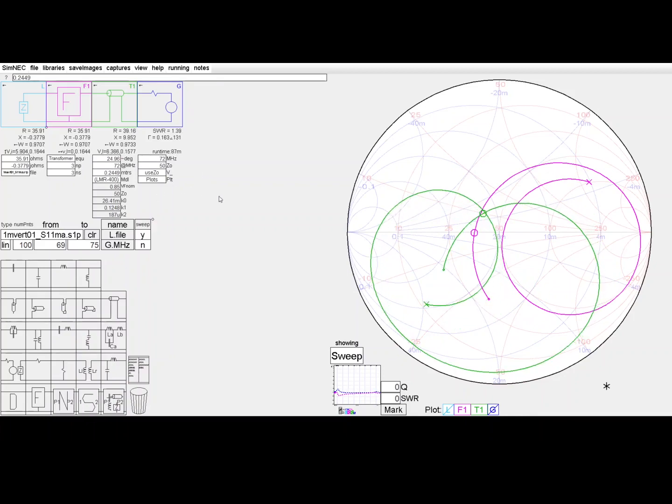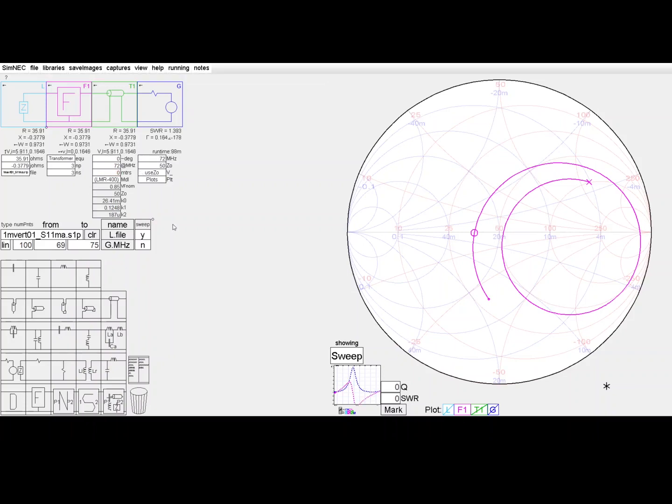Now I'm going to redo that. So that's the output of the transformer. Let's look at the output of the coax. Okay, this is the next section to insert. We're looking at the output of the transformer here, the magenta coloured trace. Let's look at the output of the line section. Well, it's overlaid it. It's the same because the line section is 0 in length.